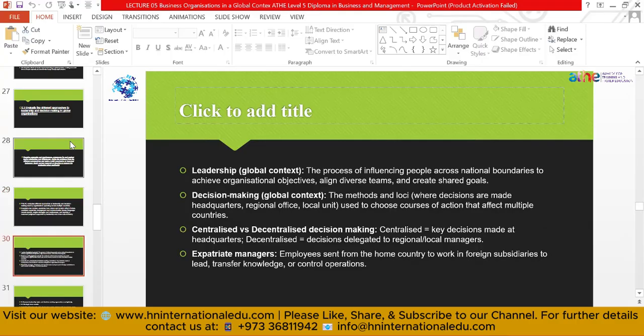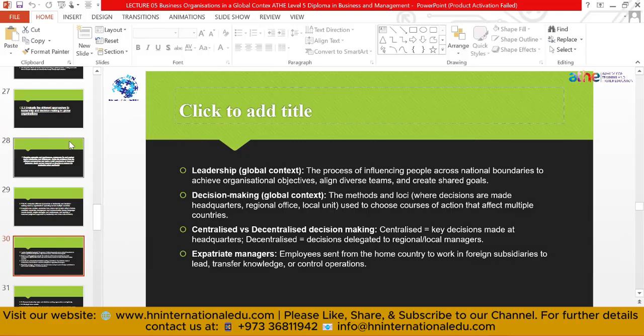Now, definitions. Leadership, according to the global context, means the process of influencing people across national boundaries to achieve organizational objectives, aims, and vision, to align diverse teams and create shared goals as well. That is what leadership is in normal language. Leadership styles vary across different business structures and across countries as well.